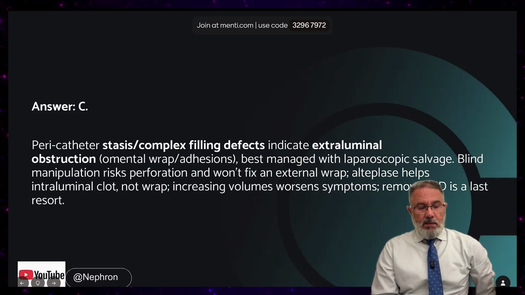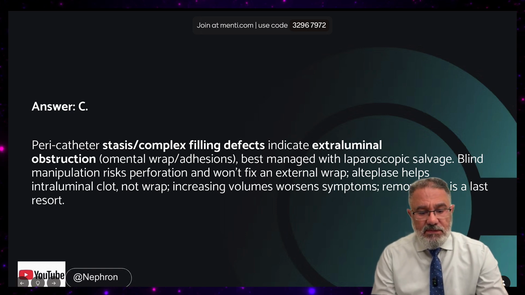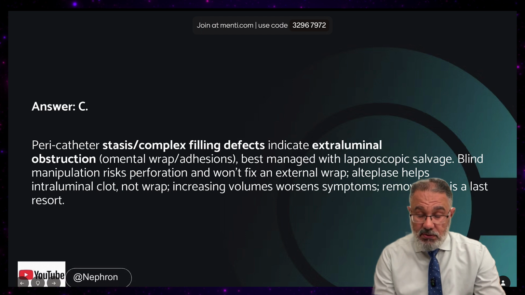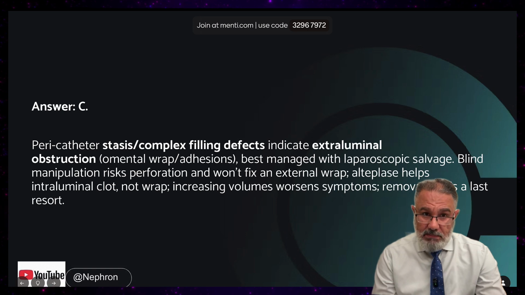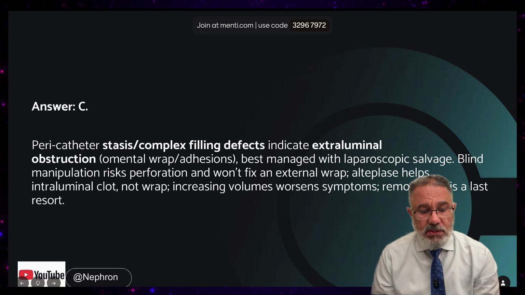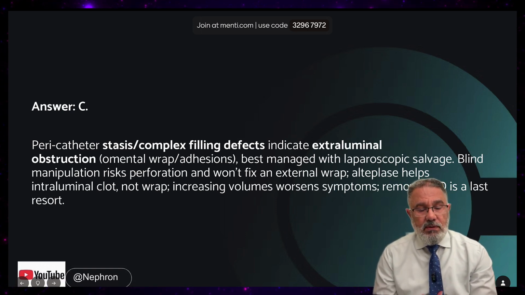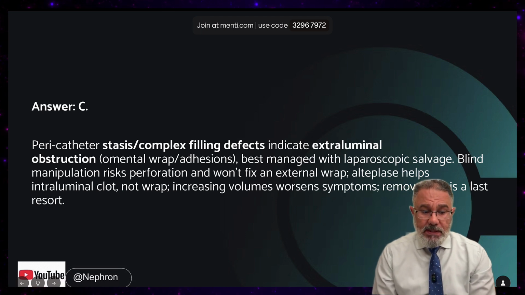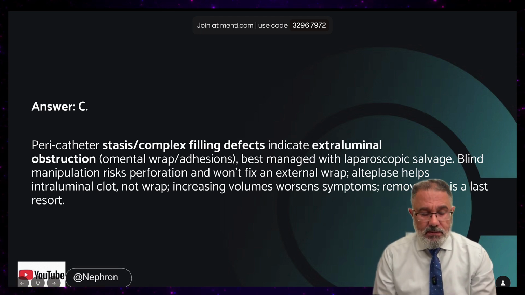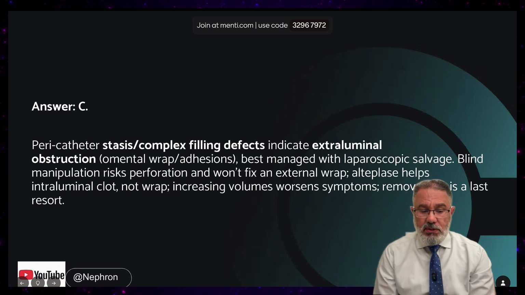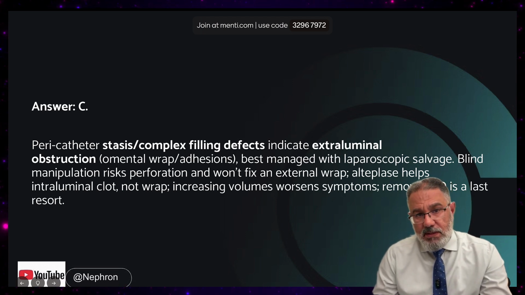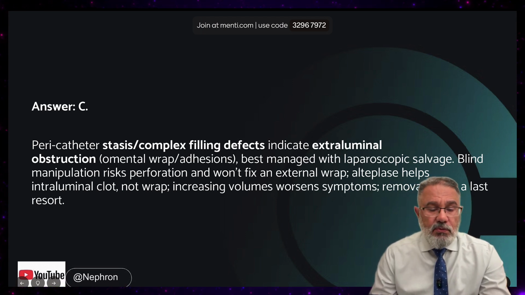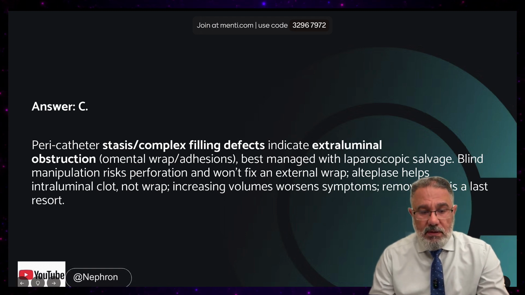The answer is C. Pericatheter stasis with a complex filling defect indicates extraluminal obstruction, omental wrap or adhesion. It is best managed by laparoscopy. Blunt manipulation risks perforation and won't fix the external obstruction. Alteplase helps intraluminal clot or fibrin formation, but not a wrap. Increasing volume worsens symptoms, hence that's not a viable option. And removal of the PD catheter or hemodialysis is a last resort.